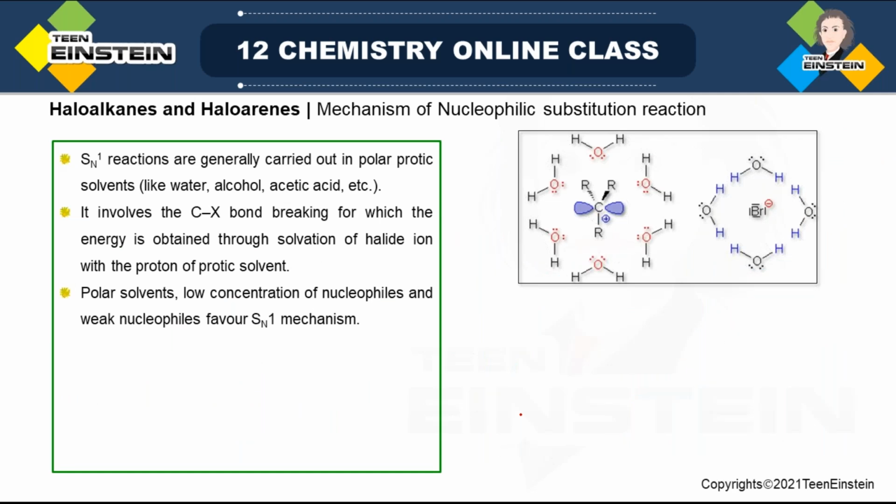Some more aspects related to the SN1 reaction we will see. SN1 reactions are generally carried out in polar protic solvent. Next question is, what is a polar protic solvent? Now, when we are saying polar protic solvent, obviously it is polar. Polar nature is there. And the second term is protic. Protic means it is related to the term proton. That means active hydrogen must be present.